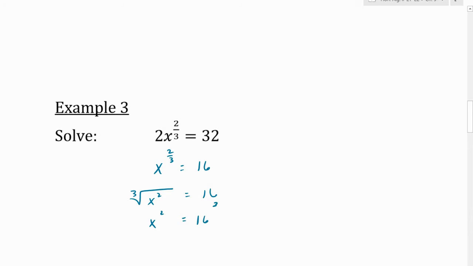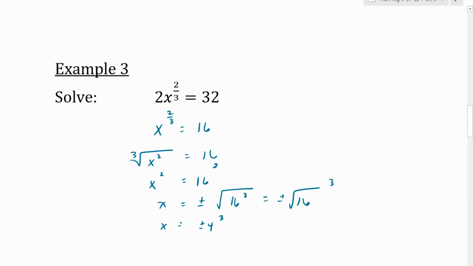I get to there. But here's the problem. You got an x squared. What can you square and get whatever this number is? It's either positive or negative, the principal square root of that 16 cubed, which is the same thing as either positive or negative, the principal square root of 16 all cubed. And the principal square root of 16 is 4, so it's plus or minus a 4 that gets cubed. So it's positive or negative 64.